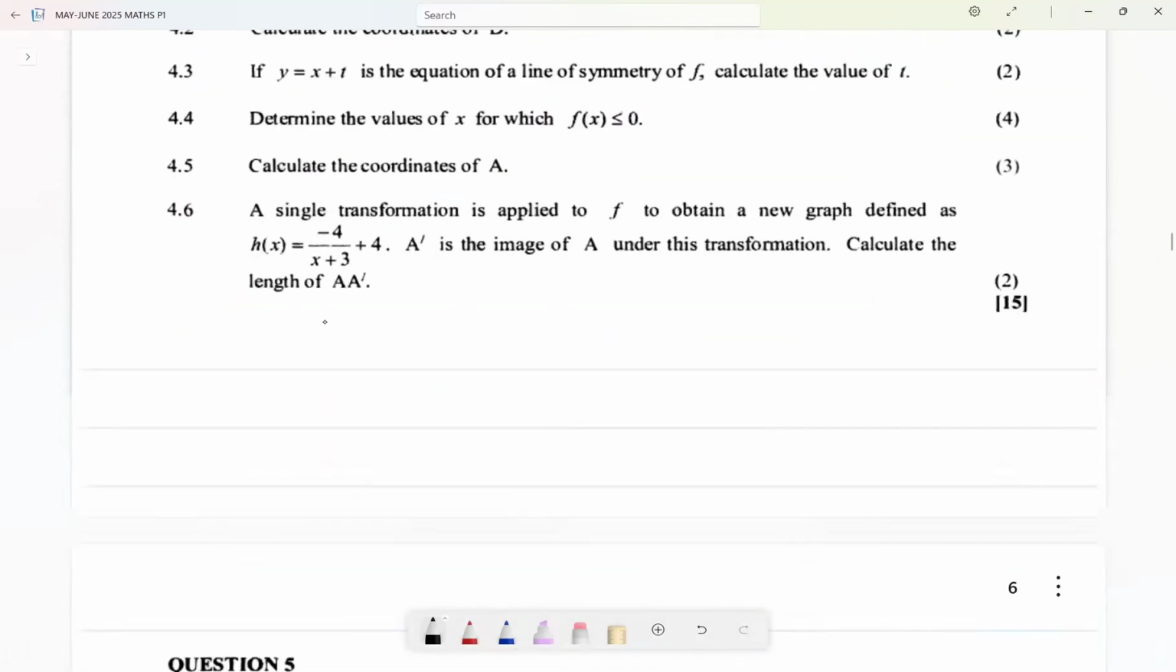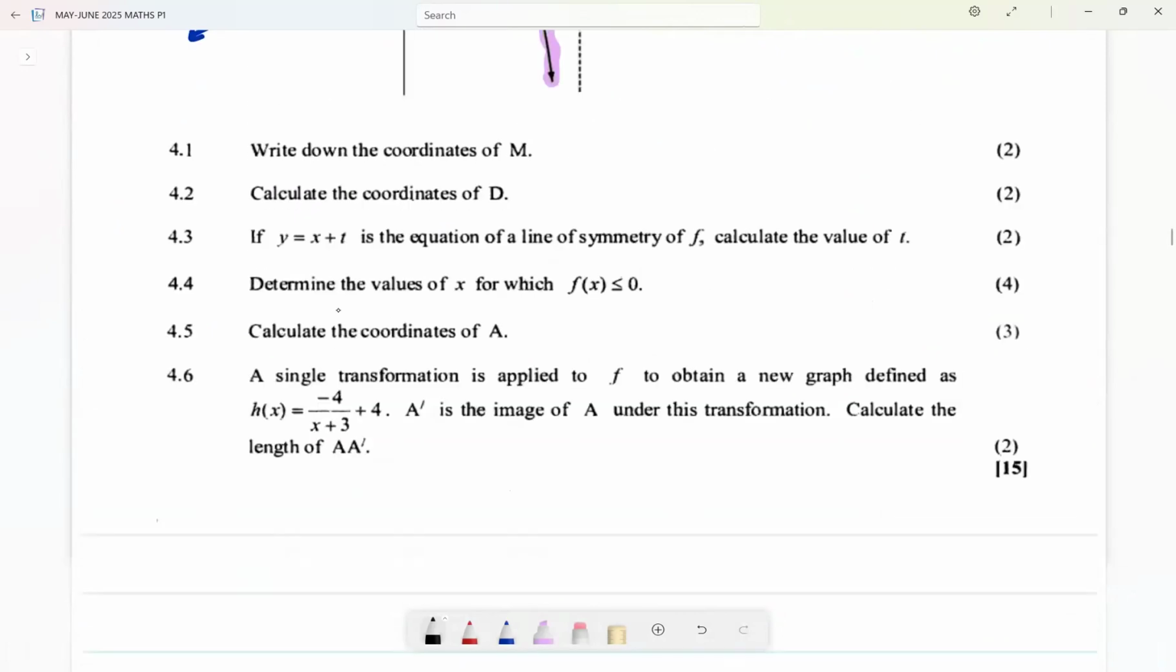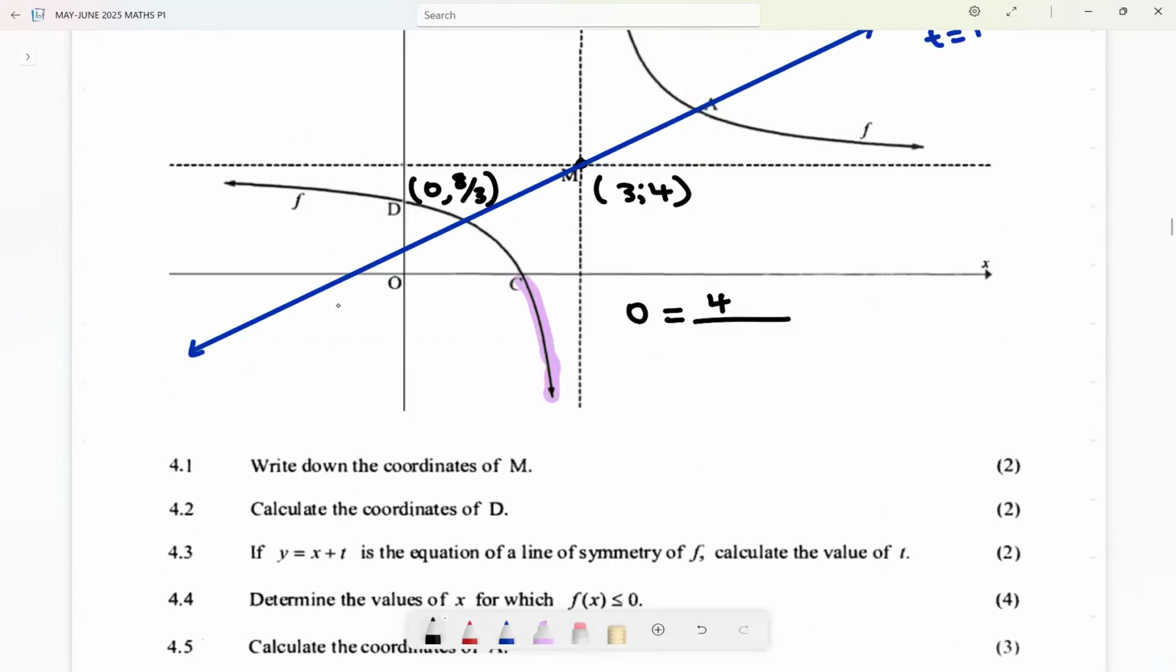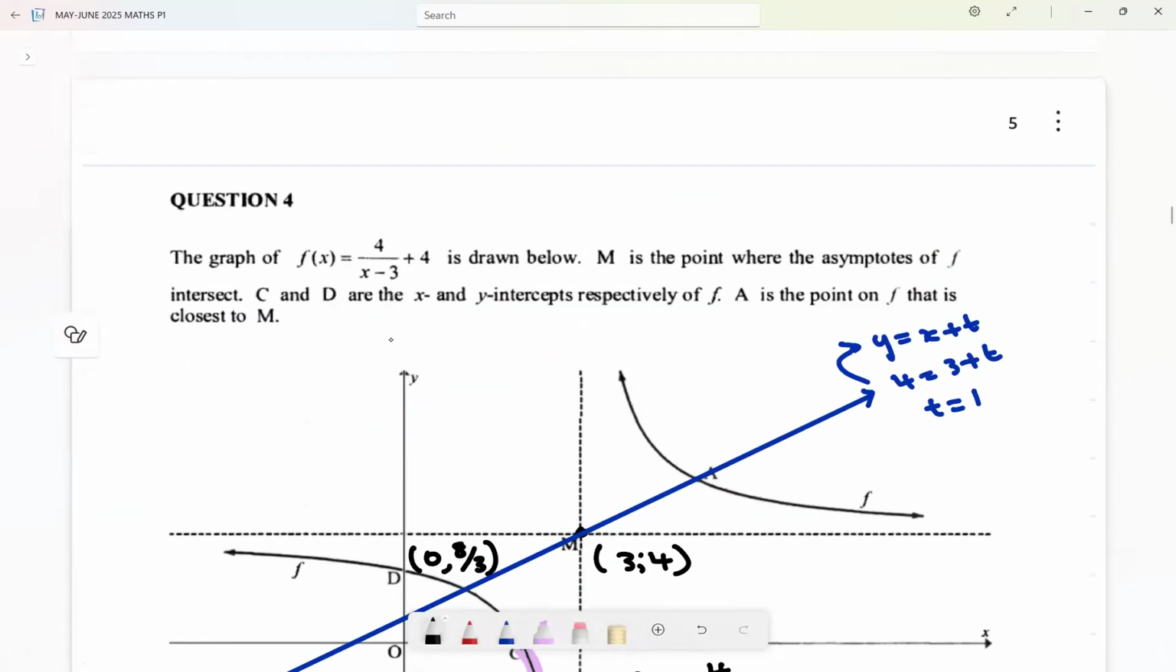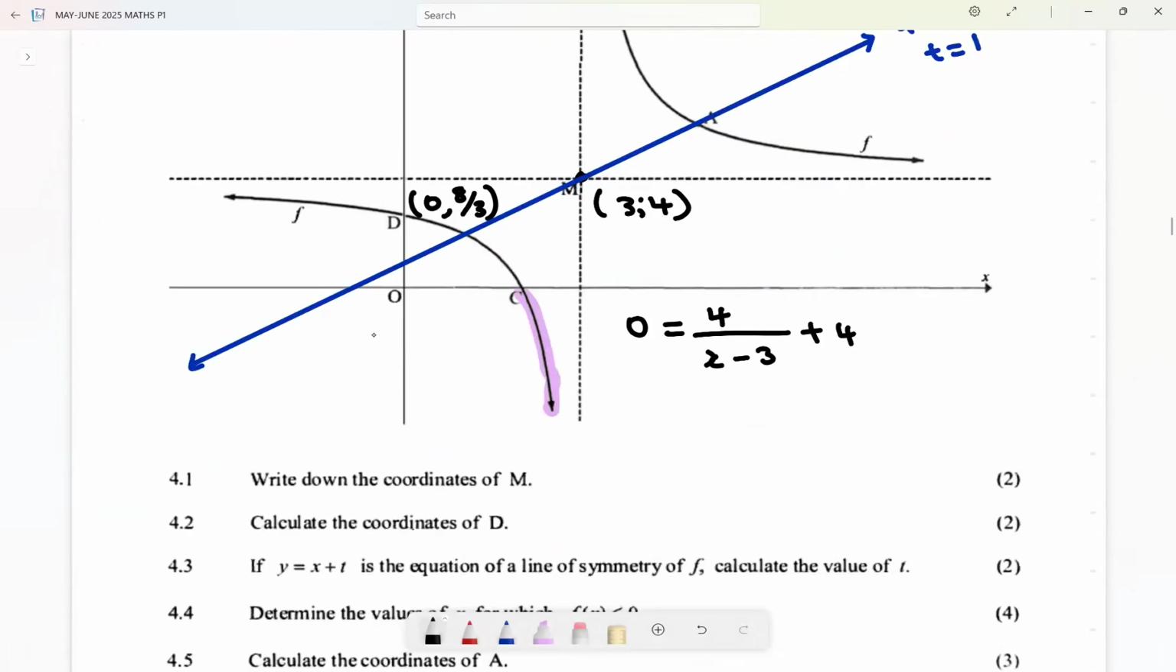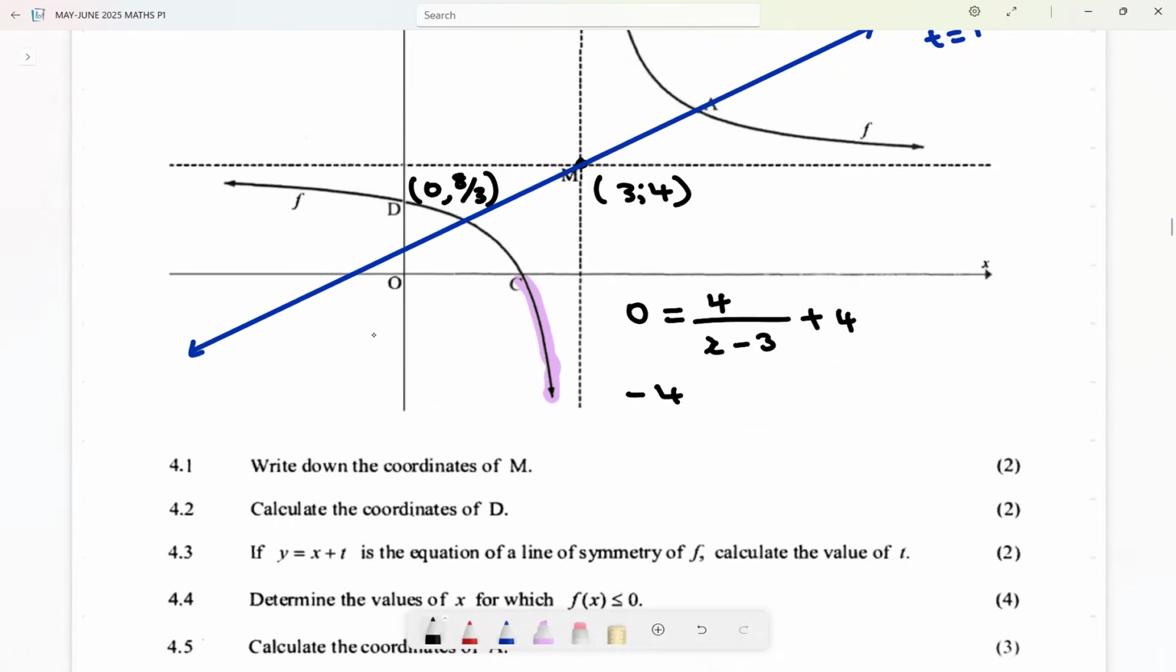Okay, so where am I? Oh, I was still solving here. 0 is equal to 4 over x minus 3, plus 4. Okay, I want that value there off. And then I'm going to take the 4 to the other side. Negative 4 is equal to 4 over x minus 3. Multiply this to the other side. Negative 4 into x minus 3 is equal to 4. Divide by negative 4. Divide by negative 4. x minus 3 is equal to negative 1.